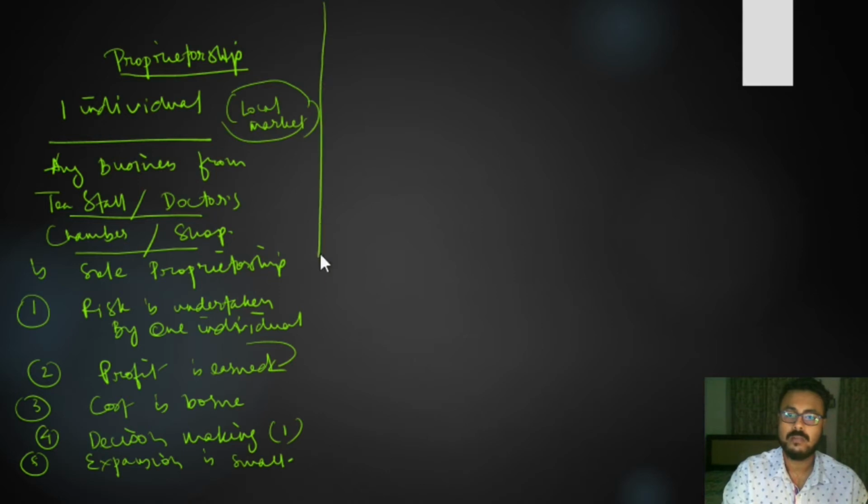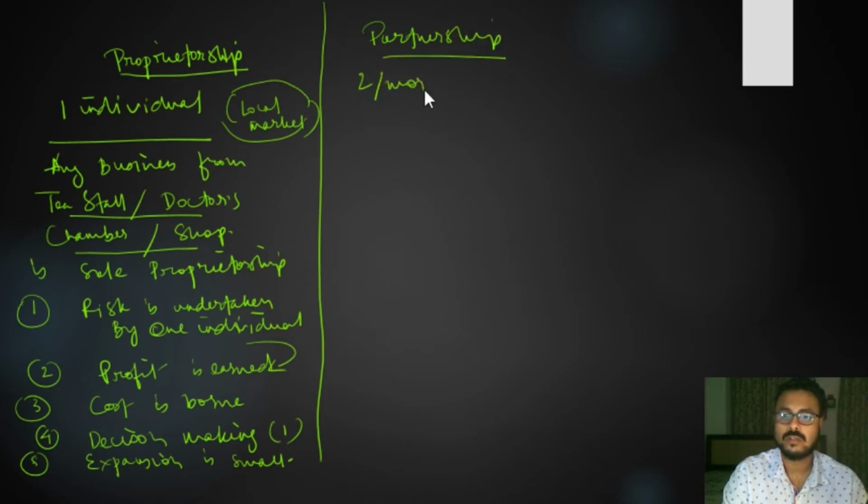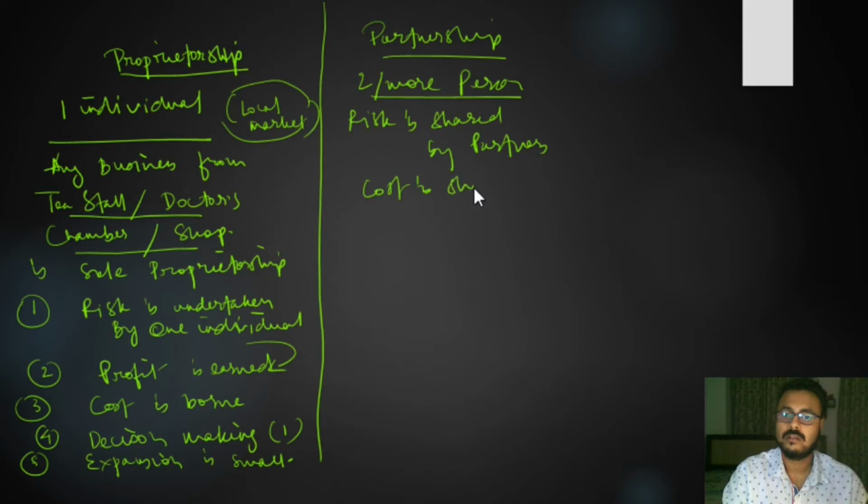But when we talk about partnership, partnership has two or more persons. So here what happens? The risk is shared by partners. Cost is also shared. There is a partnership deed without which the partnership will not exist. Decision making is done collectively.